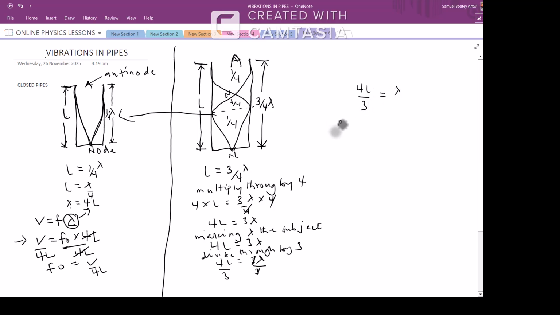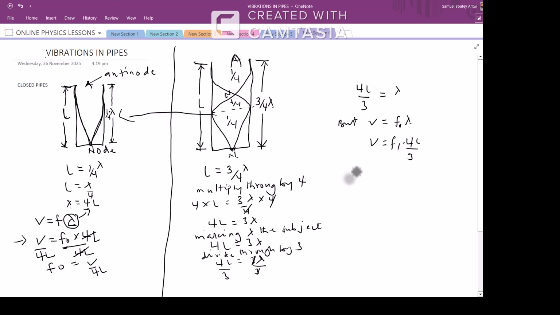But you remember this equation, V equals F lambda. Now, because we are working with 3 over 4 of the wavelength, and we want to differentiate the fact that the frequency here is different from the fundamental frequency, this is the first overtone. So we write here F1. So our V equals F1 times lambda, therefore becomes, anywhere we see lambda, we put 4L over 3 there.